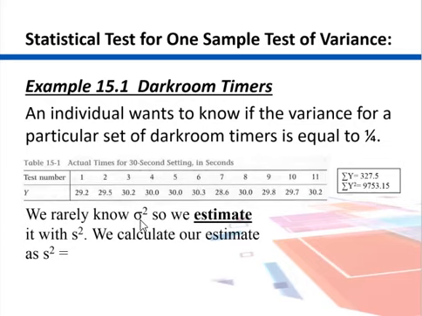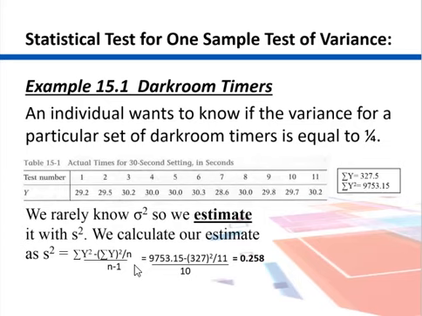We rarely know sigma square, the variance, so we estimate it with s square, the sample variance. We calculate our estimate as s square using this formula, the machine formula. That's why I was putting these things here, y and sum of y. Let's look at this formula as well. This s square is equal to sum of y square minus the square of sum of y divided by n, and everything divided by n minus 1, the degrees of freedom.